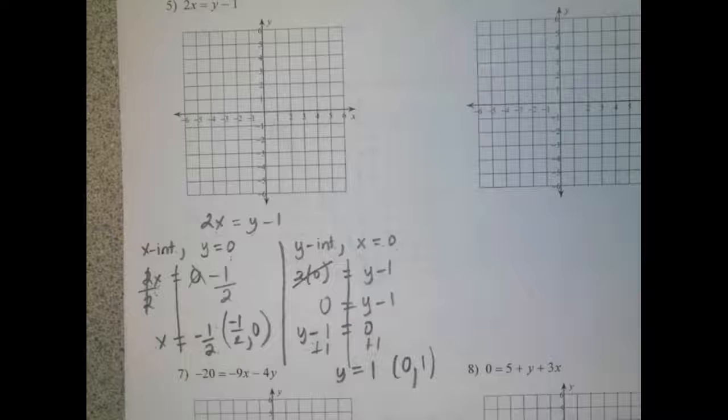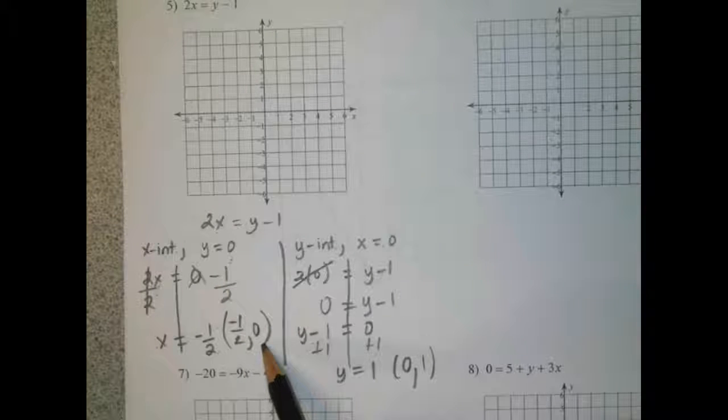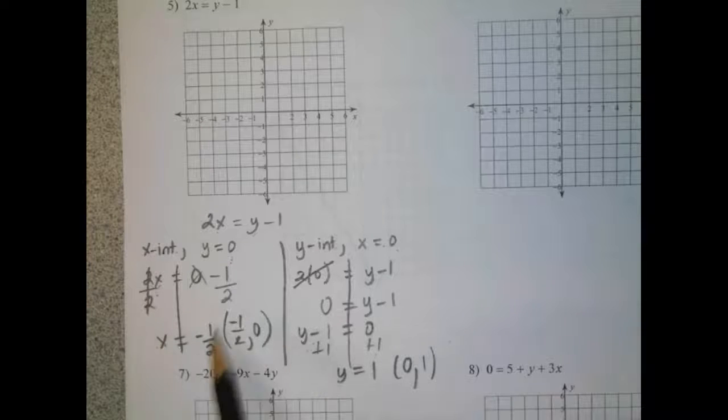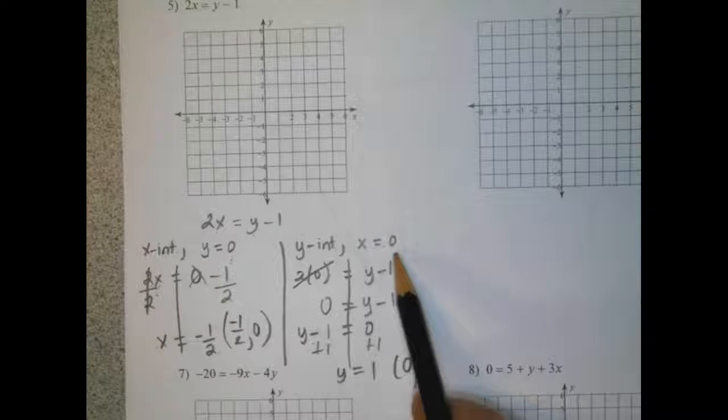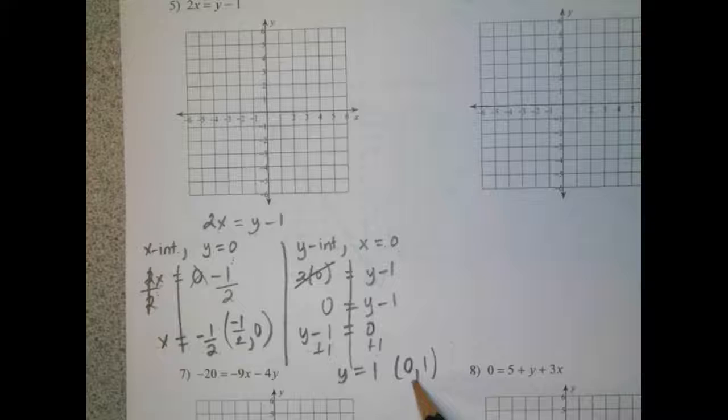Just to repeat what I just said and you guys didn't hear. Here on this side, my y is 0. So in my ordered pair, y is going to be 0. On this side, my x is negative 1/2, so I wrote it up as negative 1/2 comma 0. On this side, my x is 0 and my y is 1. So my ordered pair is 0, 1.